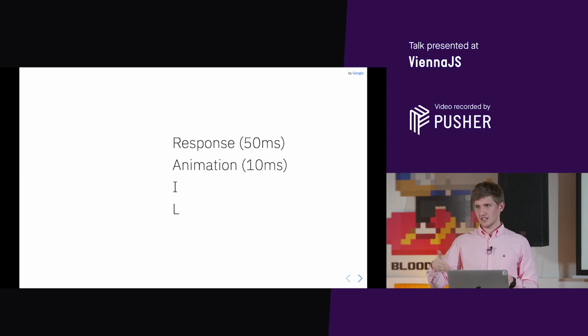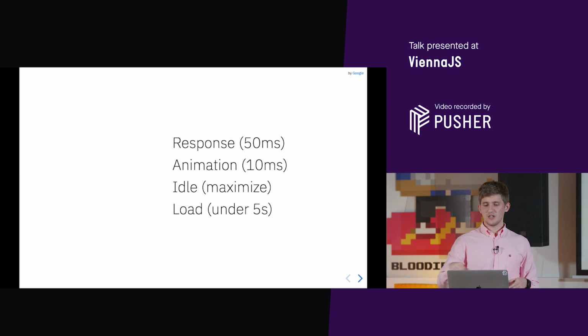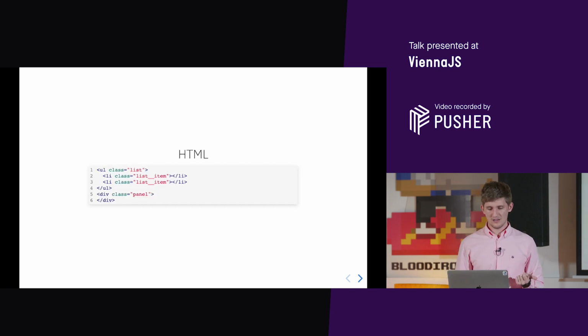Animation, 10 milliseconds, again from 60 FPS. Idling, maximize. That's not important. I mean, we have to load content under 5 seconds, but what we're interested in is this response time. So this 50 millisecond time frame that we have when the user clicks the mouse or taps on the screen, we can use to do some math if we want to do animations. So that's exactly what we're going to use in the example.